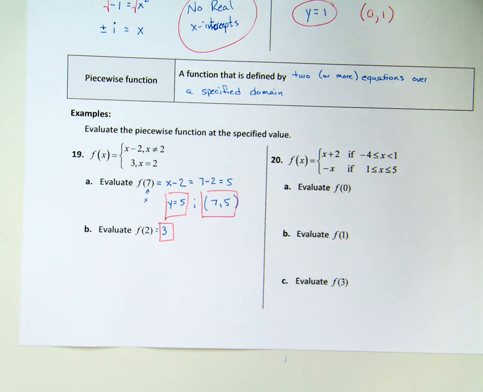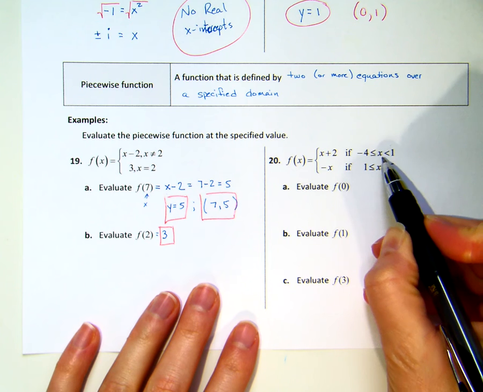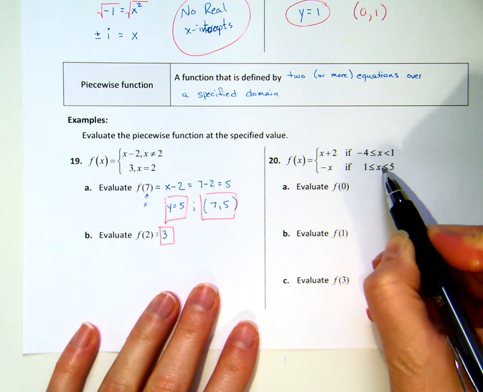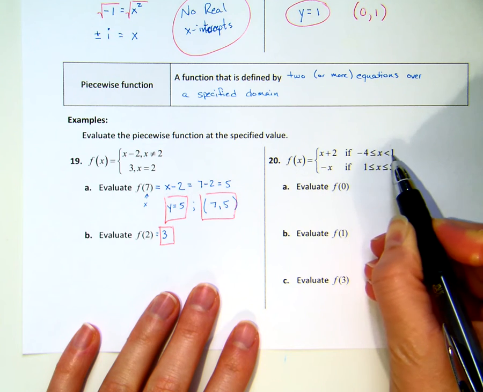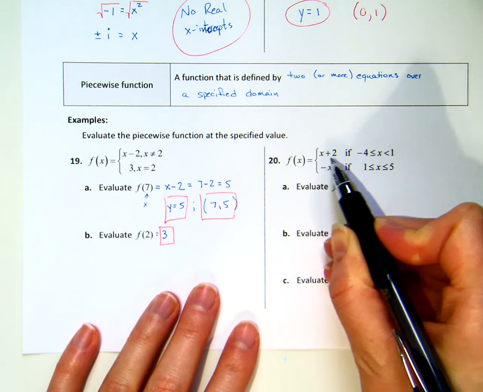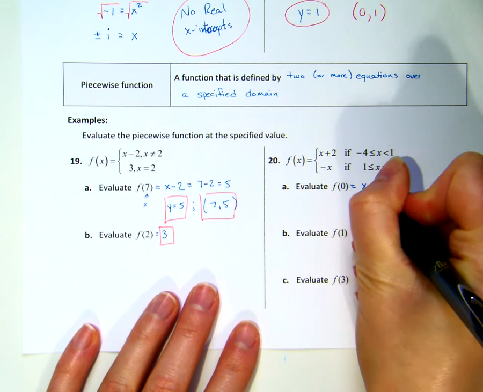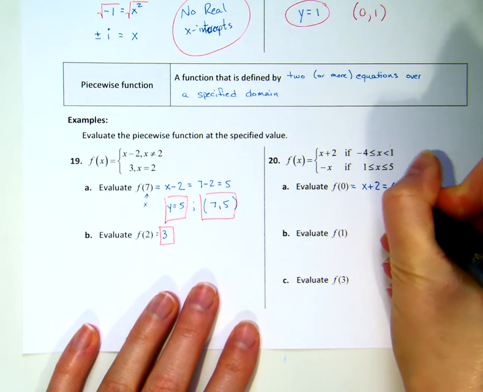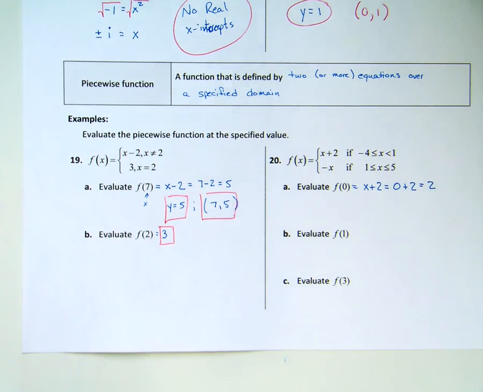All right, now that you had a minute to work it out, let's see how you did. First one says f of 0. So let's see, where does 0 fall in these two ranges? 0 is between negative 4 and positive 1. So that tells me this is the equation to use. So I'll find that my value is 2.